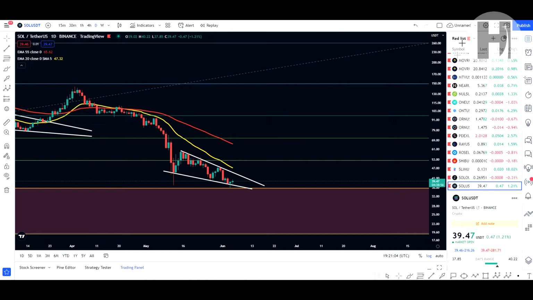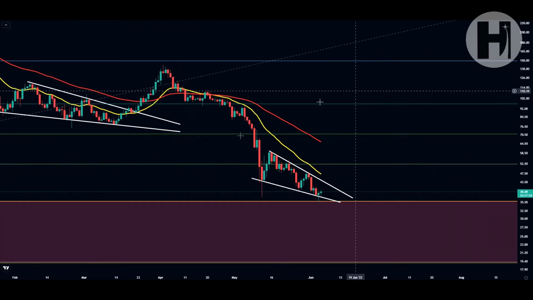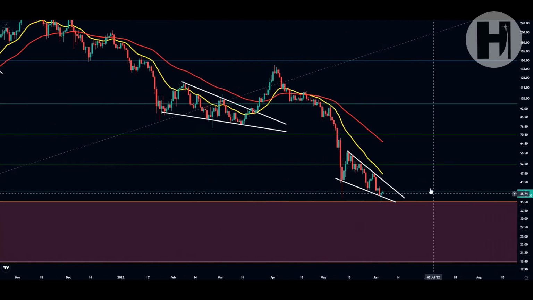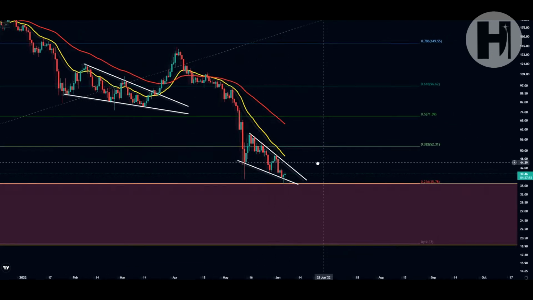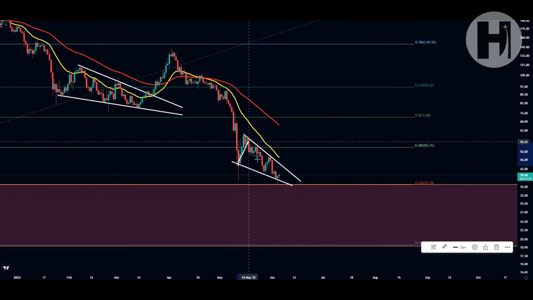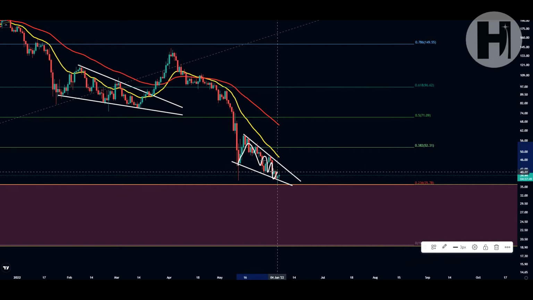Now jumping into the charts, so we're gonna jump into TradingView right now on the daily chart. So we are in a bit of a falling wedge over here. As you can see, you do have a falling wedge with a target all the way up here at $59.